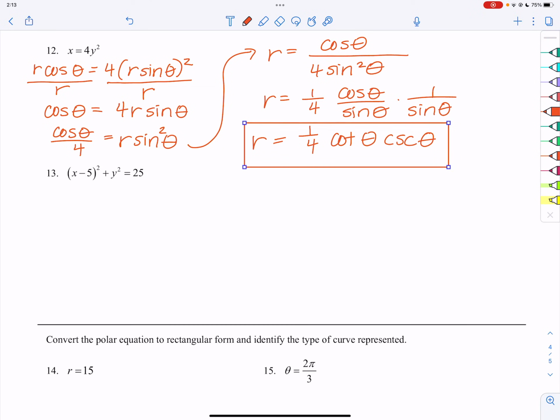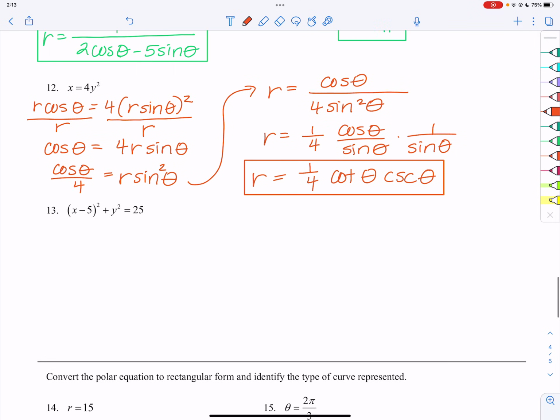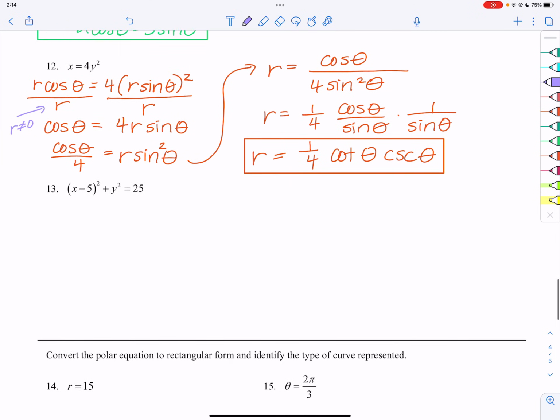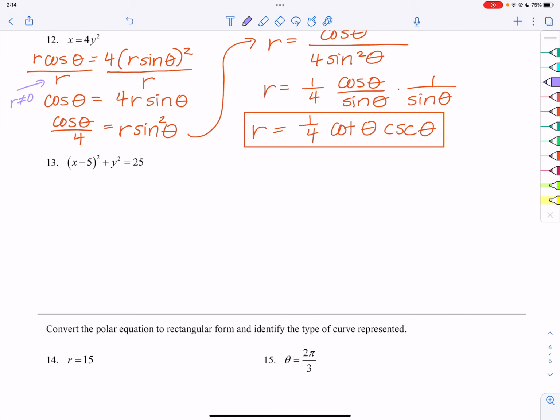So some of these can be a little tricky, but I think if you take your time, you should be okay. And one thing, did you see how we could divide both sides by r? Keep in mind that r is not equal to 0, so it is okay if we divide both sides by r. Okay, in number 13, we have (x − 5)² + y² = 25.